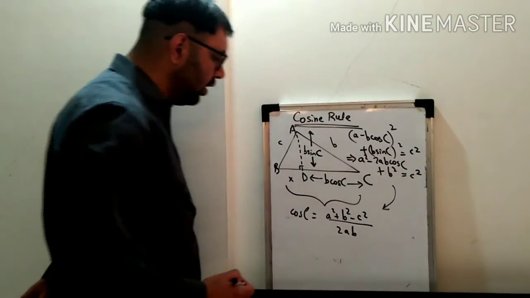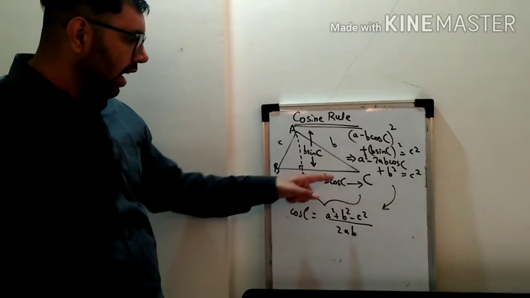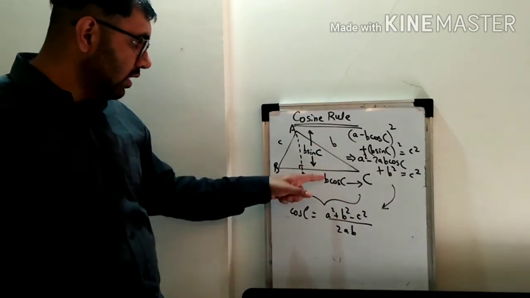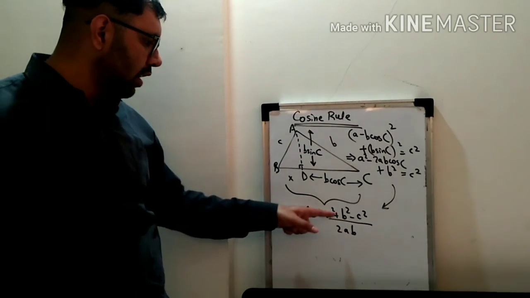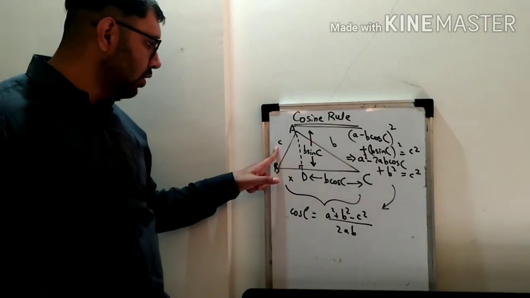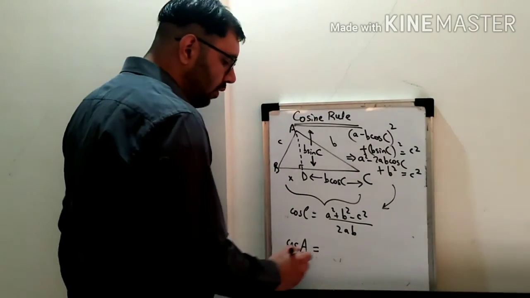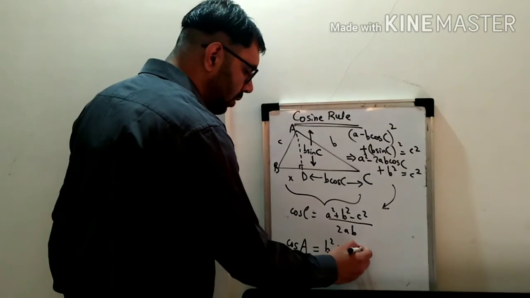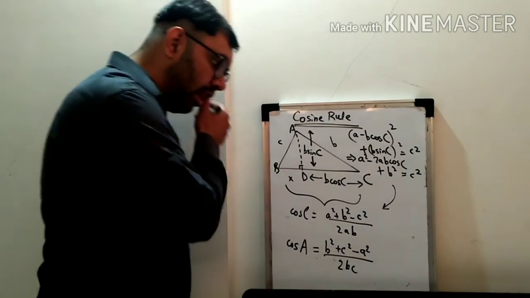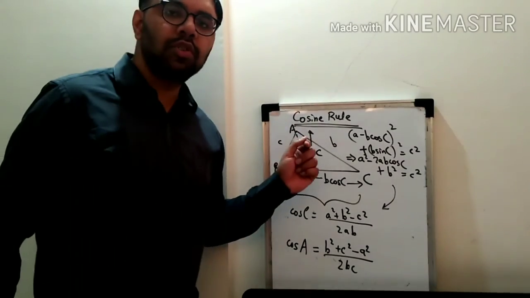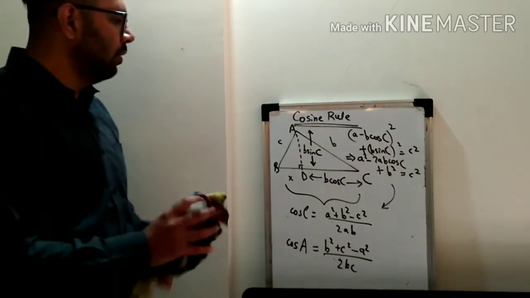Cos C is equal to a square plus b square minus c square upon 2ab, which means if we are taking the cos of any angle, we add the squares of the adjacent sides, then subtract the square of the opposite side. Adjacent sides are a and b, so a square plus b square, minus c square, divided by 2ab. Similarly, cos A is b square plus c square minus a square upon 2bc, and similarly you can write the formula for cos B. This rule is called the cosine rule.